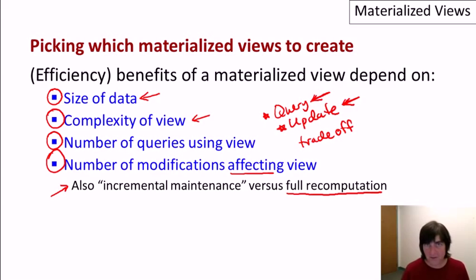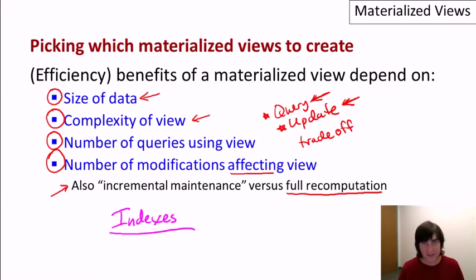By the way, does this sound familiar to you at all, this query update trade-off, this decision of whether to make this extra structure that speeds up queries but slows down updates? Probably, if you think about it, you'll realize that indexes, when we talked about them, have exactly the same trade-offs to consider. When we build an index, we're going to speed up queries, but we're going to slow down updates. And actually, materialized views, in a certain way, generalize the concept of indexes.